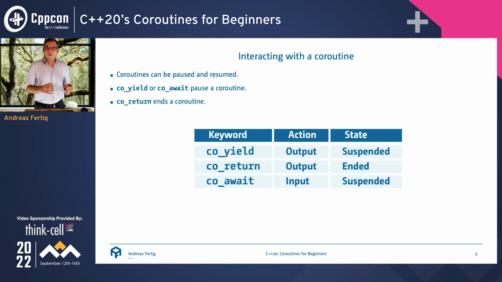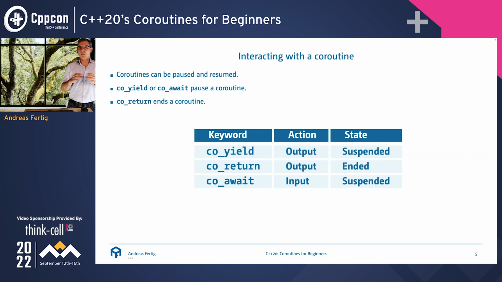So how do we interact with coroutines? We haven't seen one yet, and we will reach that point soon. But how do we interact with them? We have three new keywords in C++ allowing us to interact with coroutines, and that's co_yield, co_return, and co_await.